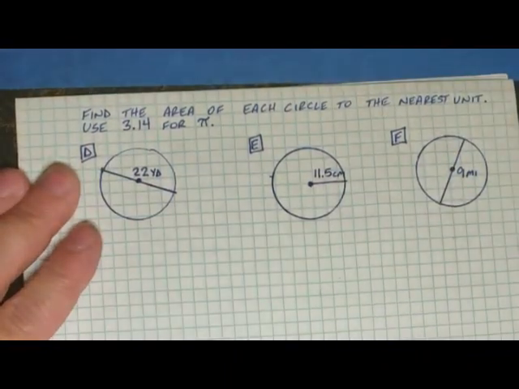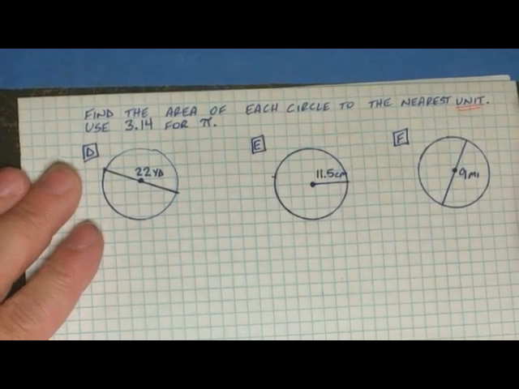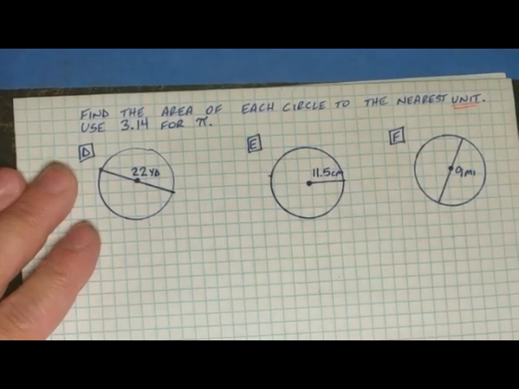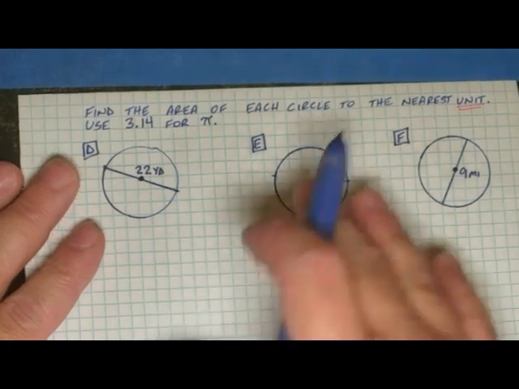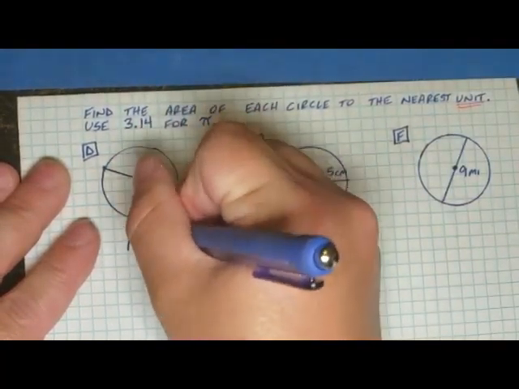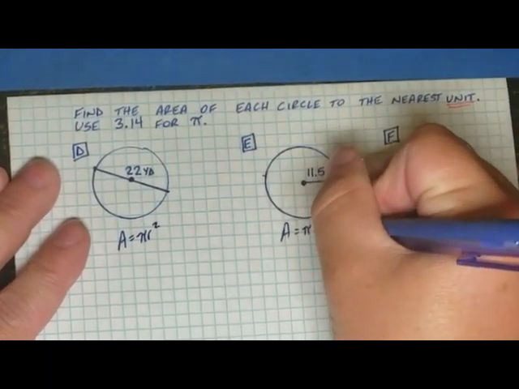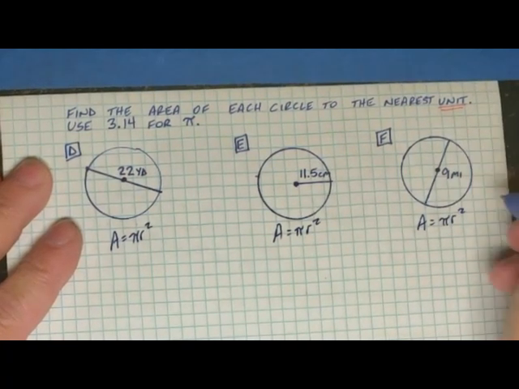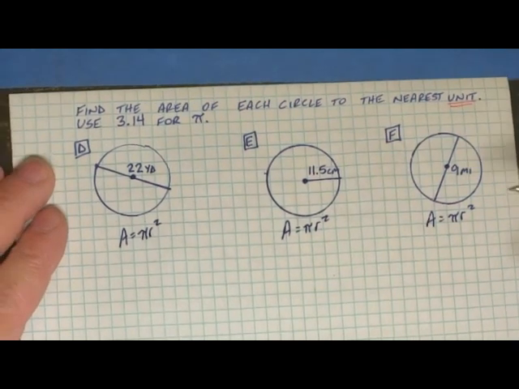Find the area of each circle to the nearest unit. The instructions have changed as far as rounding. Where is the nearest unit? We talked about that in the problems at the very beginning of the lesson, that the nearest unit means the nearest whole number. So area equals pi r squared, area equals pi r squared, area equals pi r squared. We're going to start all of these with the same formula because there's only one formula for area.